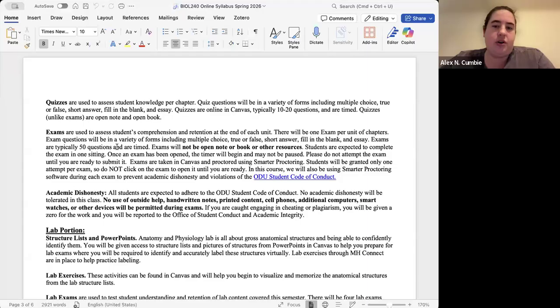What will not be open book, open note, open any other resource will be your exams, because I really want to truly assess what you have learned for that unit. You're going to have one exam per unit of chapters, and we'll be able to see at the bottom of the syllabus what your schedule looks like for each unit. Exam questions are going to be very similar to quiz questions. They could be multiple choice, true or false, short answer, fill in the blank, and some essays. Typically, your exams are going to be 50 questions or less, and they'll be timed. You will be given enough time, okay, to take these exams, I promise.